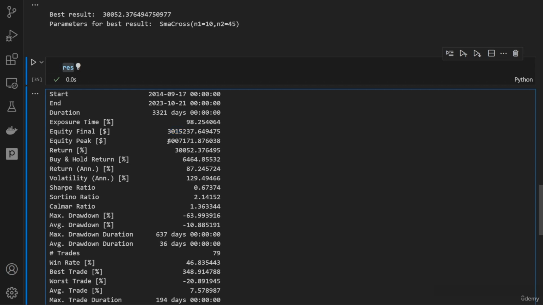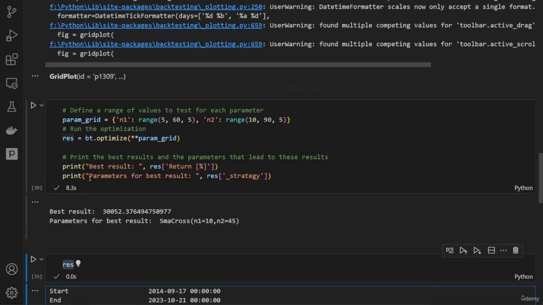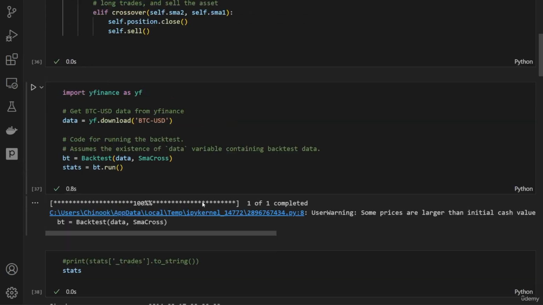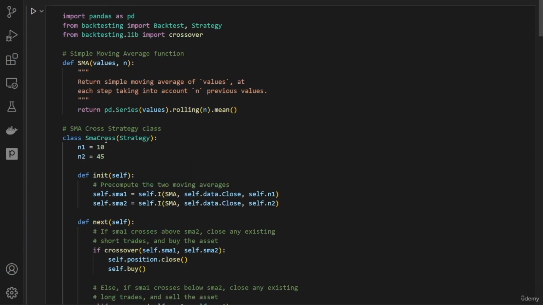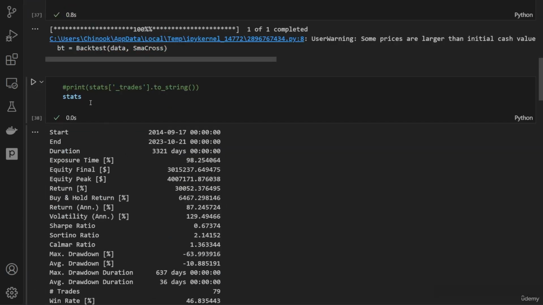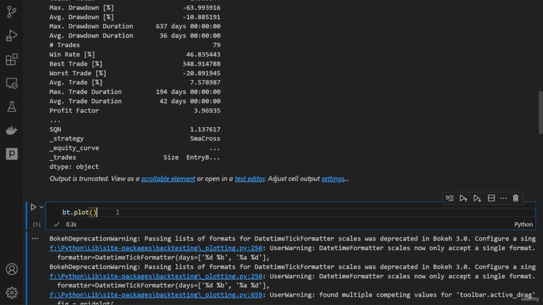Equity peak was 4 million. That's huge, but we had a drawdown. The return percentage is 30%. Actually, let's try and plot it. Since we are using now 10 and 45 in this backtest, we can plot this one.